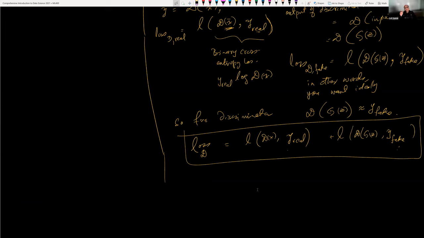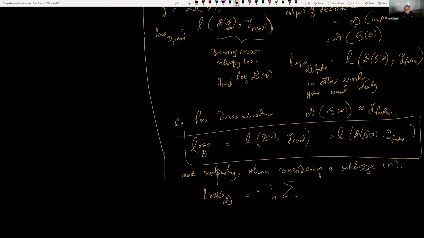In each step of learning, when you do gradient descent, you need to give it endpoints. So now let's bring in those summations and other things over. So more properly, when considering a batch size, actually it should be mini batch size N, the loss function of the discriminator is the usual thing, average loss over i equal to 1 to N of the same thing, guys.